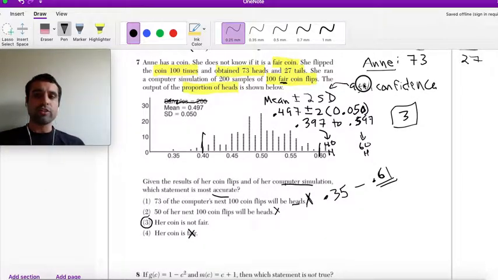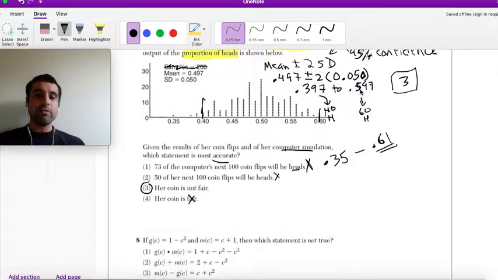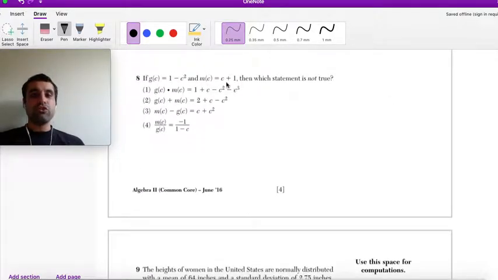Okay? And knowing about your 95% confidence intervals, and maybe even a little bit about understanding what a fair coin is, because that could show up. Now, number 8. If g of c is equal to 1 minus c squared and m of c is equal to c plus 1, which statement is not true? I'm going to go through them one by one, and then we're going to find out which one's not true.